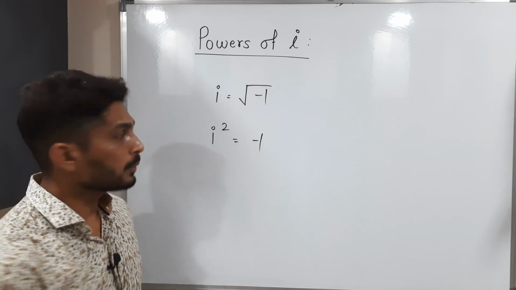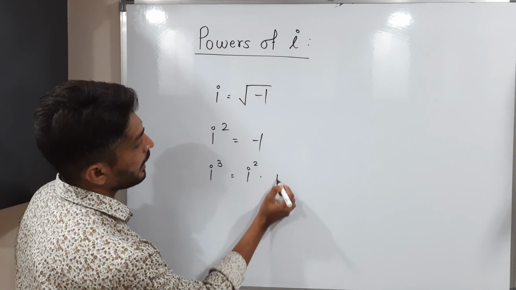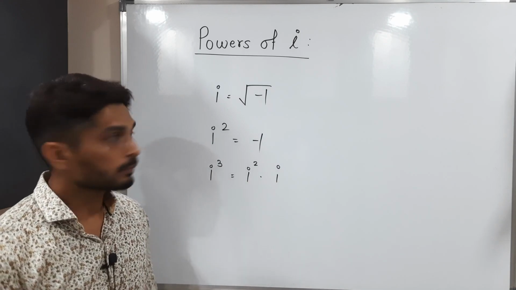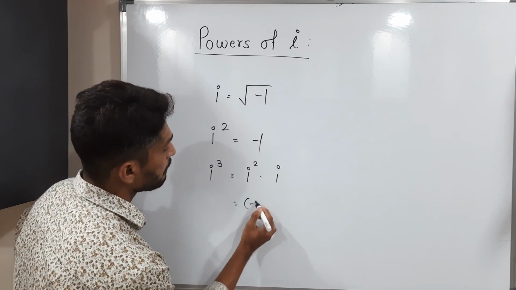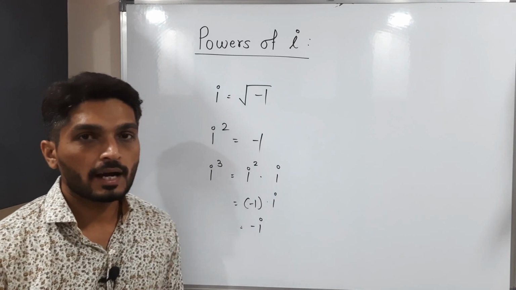So when we talk about i cube, let us find how to find i cube. i cube means you know that i square into i, right? What is the value of i square? Minus 1. So we can write minus 1 into i. So this is equal to minus i, right?